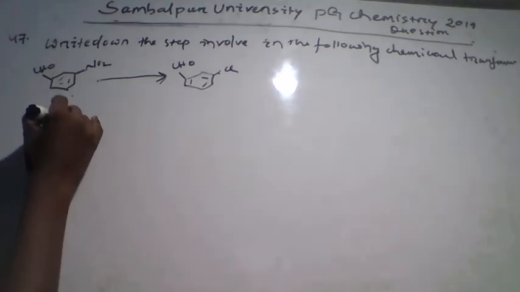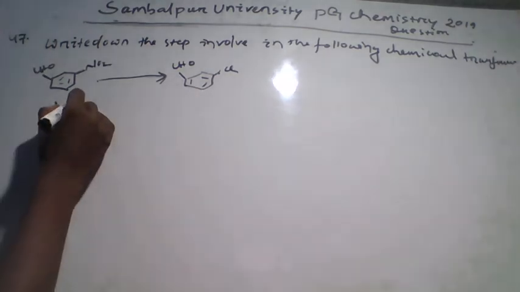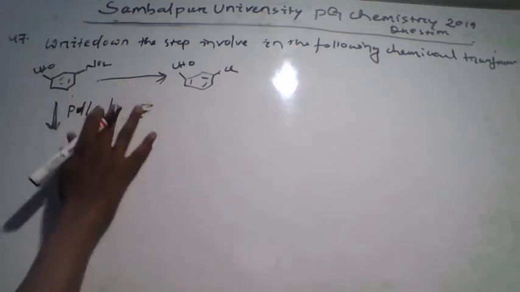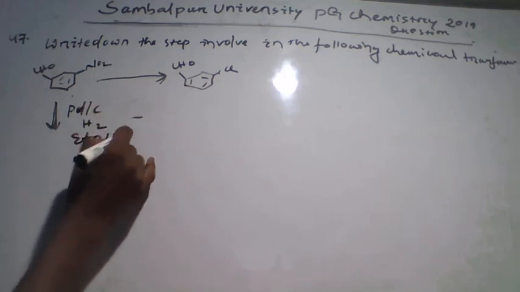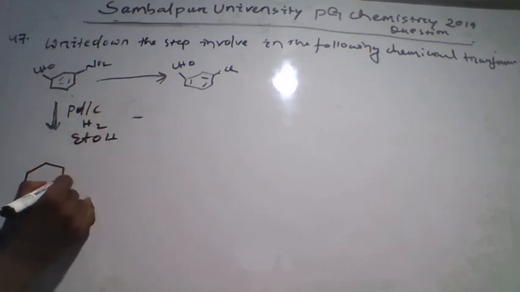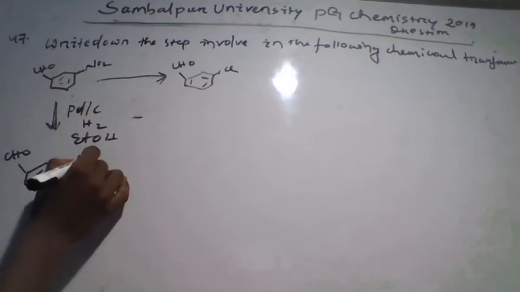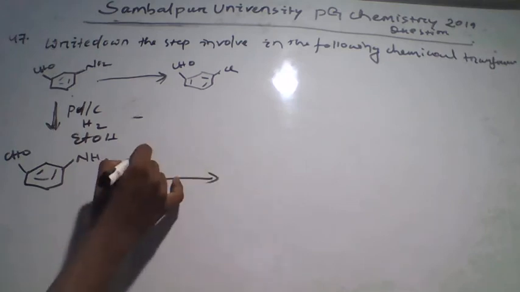First, what do we have to do? First, we have to do the reduction of the nitro group in the presence of palladium on charcoal and hydrogen in the presence of ethanol. What happened here? The reduction of the nitro group takes place, and it will give this type of product, that is, this one is 3-aminobenzaldehyde.